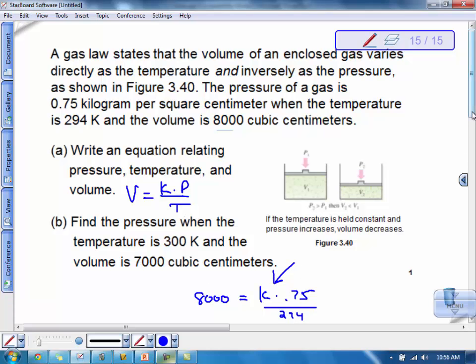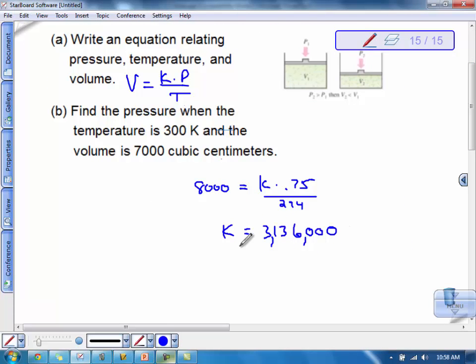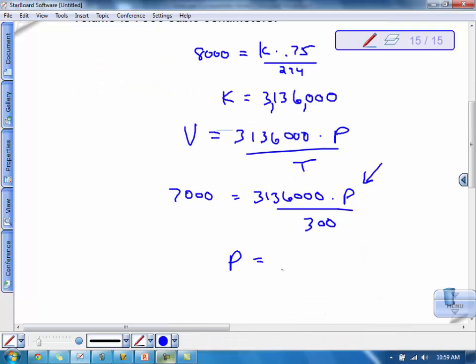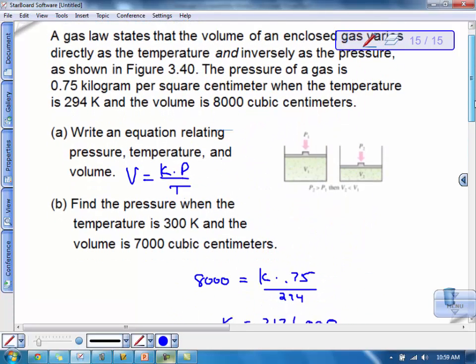We can go ahead and use that to find k, in which case you should get 3,136,000 for k. So our equation is volume equals this constant times the pressure over the temperature. And now we can find the pressure when the temperature is 300 and the volume is 7,000, for example. Just plug it in, and go ahead and solve for P now. And you get 0.669. And the units on that pressure were kilograms per square centimeter.